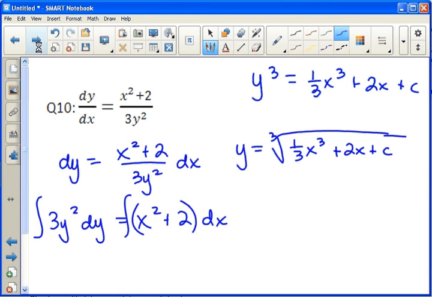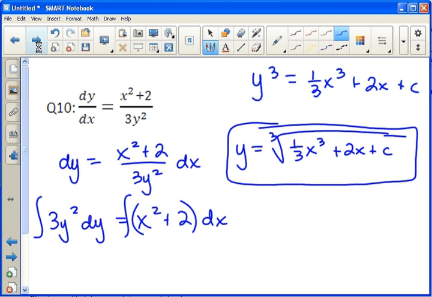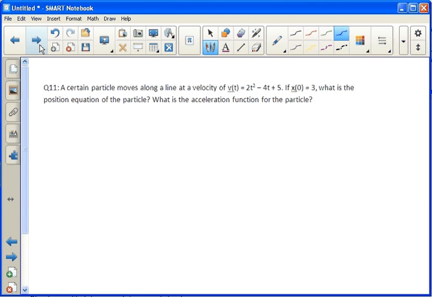Final question. A certain particle moves along a line at a velocity of 2t squared minus 4t plus 5. If x of 0 equals 3, another way to say that would be the initial position was 3, because time 0 is the initial position. What is the position equation of the particle? So let's go ahead and answer that question first.